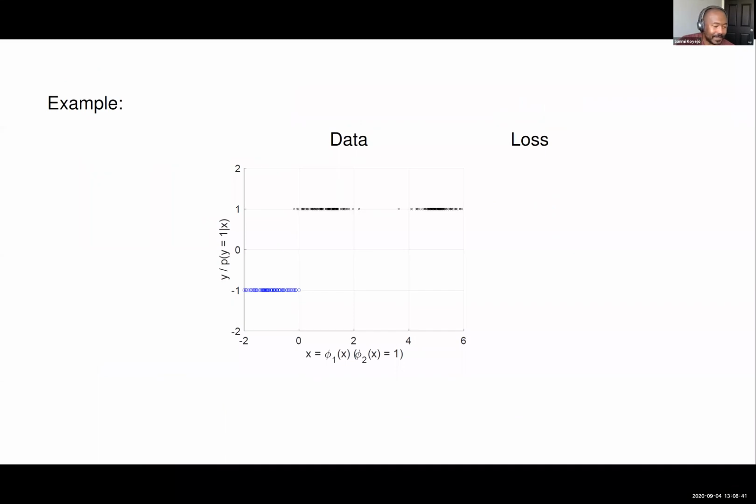Some answers are already in the chat, so I don't need to answer. So yeah, the gradient is the increase, and we want to get the decrease. Okay, so let's talk a bit about how this works for some real problems.